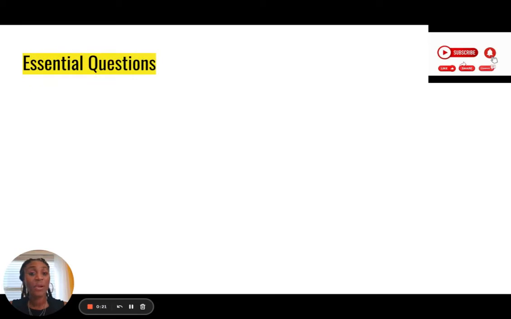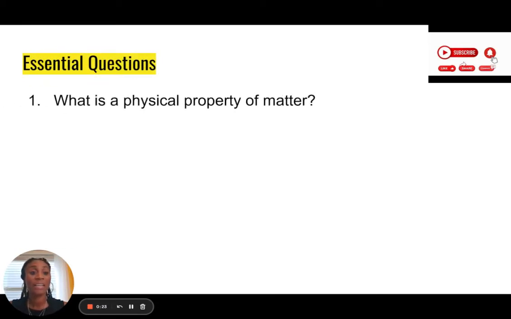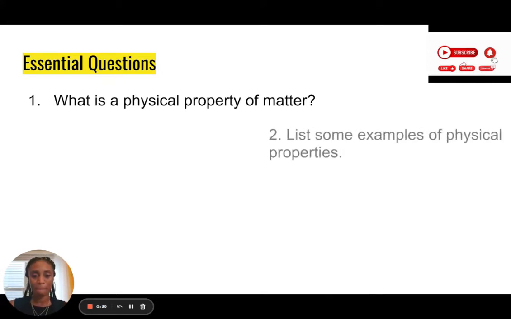There's some essential questions that we want to know by the end of this lesson. The first question is, what is a physical property of matter? When you hear the word property there, don't think of just something you own. It's talking about the physical features of matter. How do you describe it?